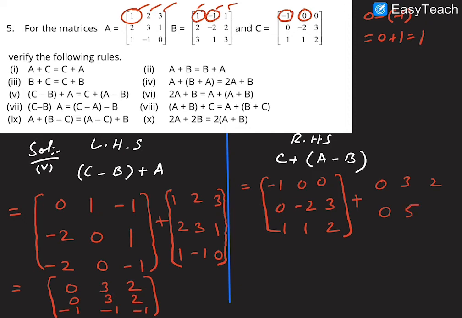1 minus 2 will be minus 1. Remember, we are doing A minus B. So 1 minus 3 is minus 2. Minus 1 is minus 2. 0 minus 3 is minus 3. This is our A minus B. Just add these two now.